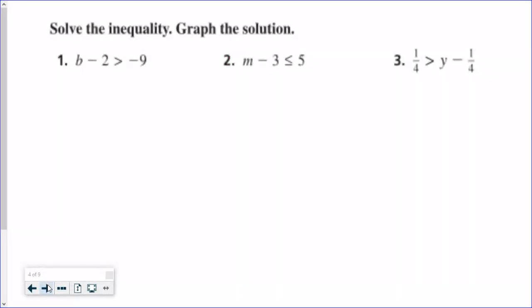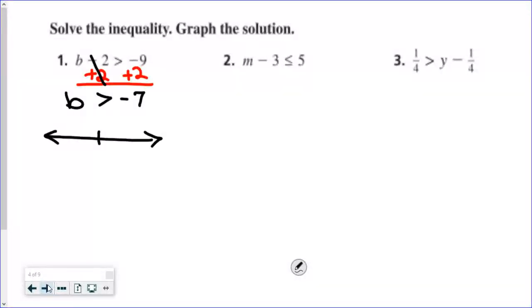Okay, solve and graph. So again, I'm going to add 2, and get b is greater than -7. So again, be careful. -7, -8 is on that side, -6 is on this side. Hollow circle, it's a greater than, so that's the way greater than goes.